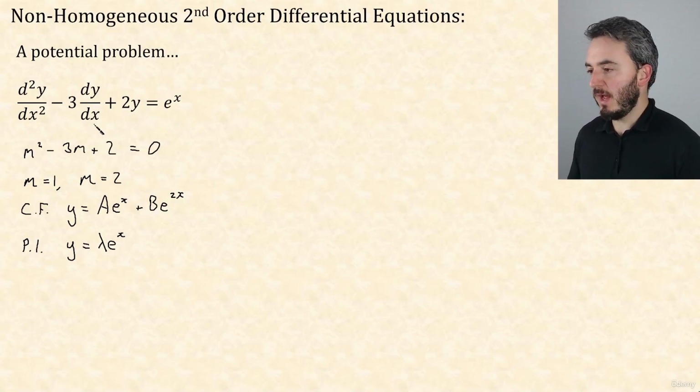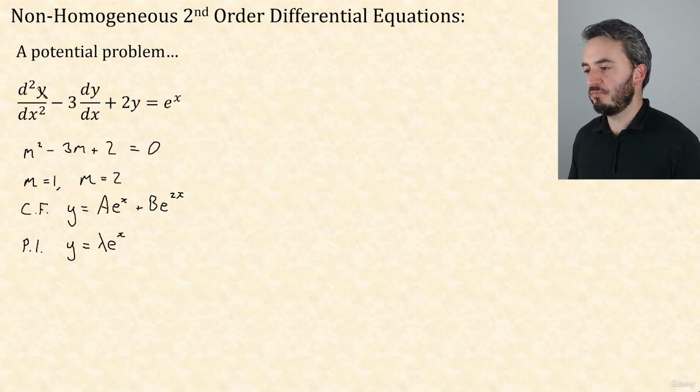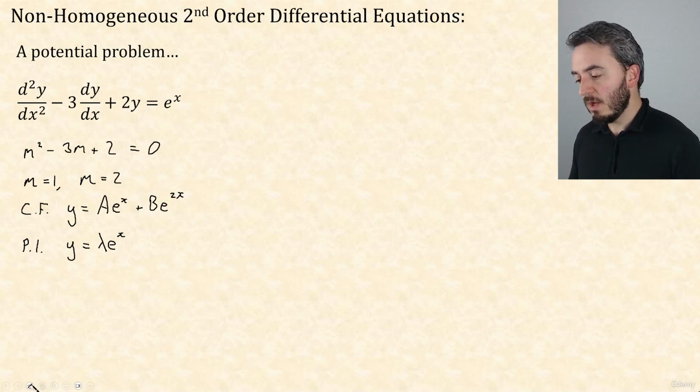So what do we do? How can we ever get something which, when we sub it into here, gives us an e to the x, when e to the x on its own and any multiple of that will disappear when we sub it in? The trick is, instead of using a multiple lambda of e to the x, we use a multiple lambda of x e to the x.